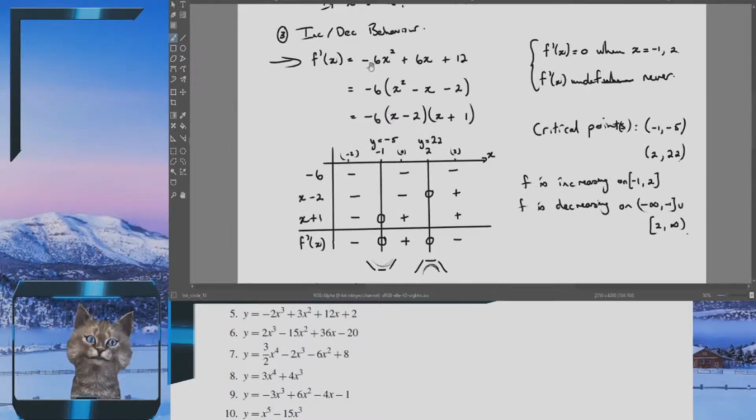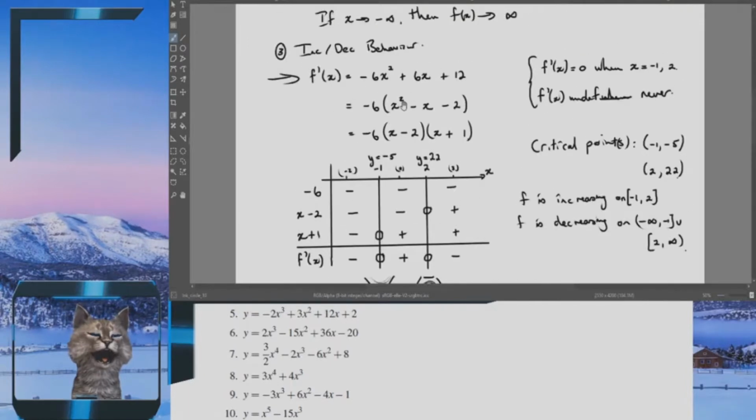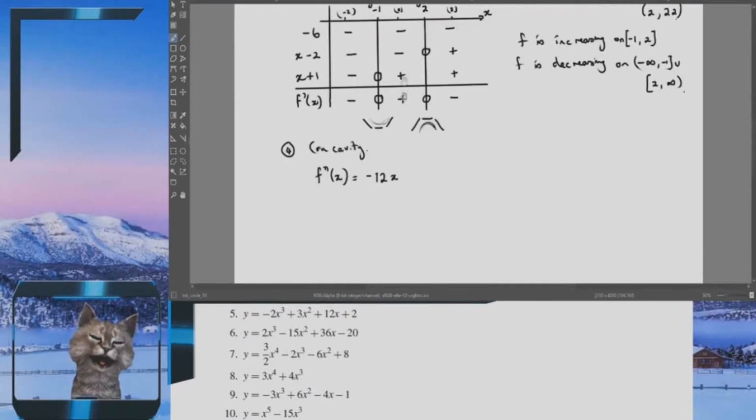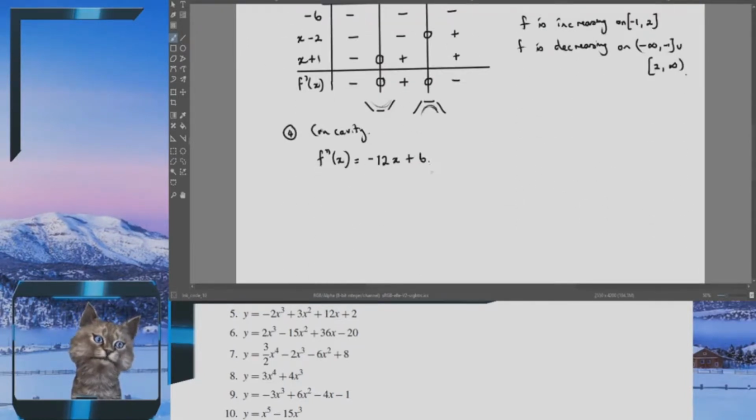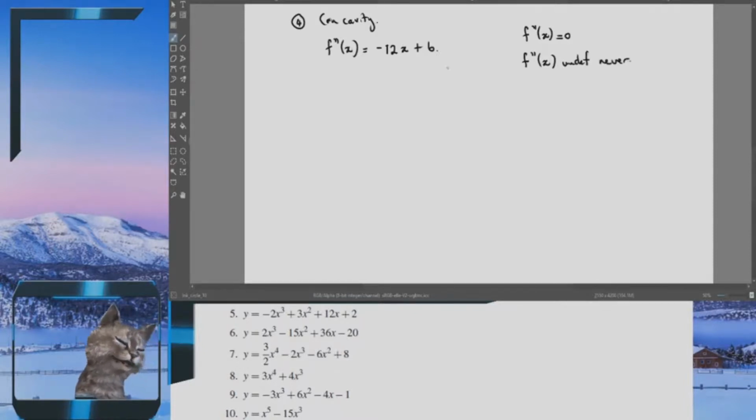it's going to be negative 12x and then it's going to be plus 6. So there's my second derivative. Then we do our check. Second derivative equal to 0 when? Second derivative undefined when? Well, undefined never, because it's a polynomial.